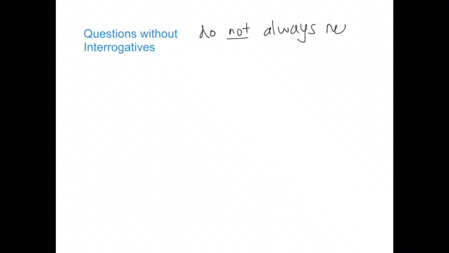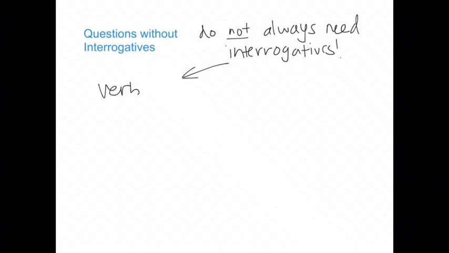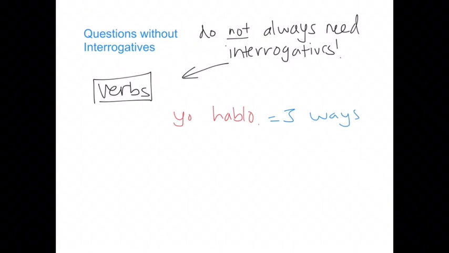Remember with questions that we don't always have to use interrogatives. Once again, we do not always need to use interrogatives or question words in order to ask a question. We could instead use verbs. Specifically, conjugated verbs. Remember when you say yo hablo in Spanish, that can translate to 3 different things. So we have 3 ways that can be translated.